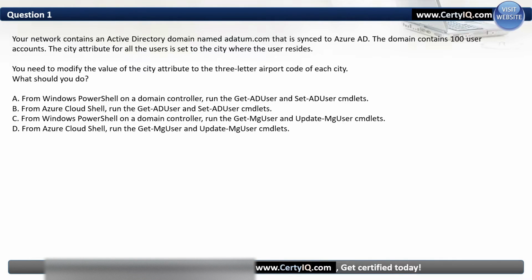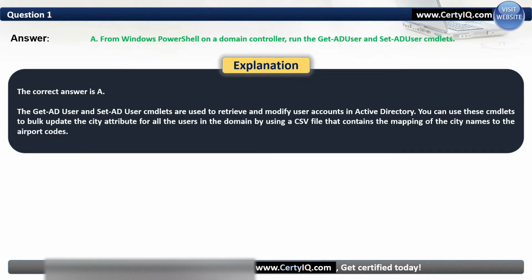The correct option is A. From Windows PowerShell on a domain controller, run the Get-ADUser and Set-ADUser cmdlets. The Get-ADUser and Set-ADUser cmdlets are used to retrieve and modify user accounts in Active Directory. You can use these cmdlets to bulk update the city attribute for all the users in the domain by using a CSV file that contains the mapping of the city names to the airport codes.